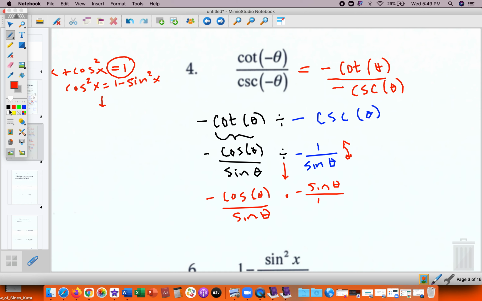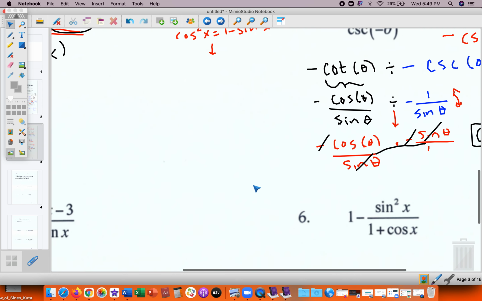Because it's a product, we can extend this line, and we have sine in the numerator and denominator, and a negative times a negative is a positive, and cos over 1 is just cos. So our final answer is cos theta. 2 more for this video.